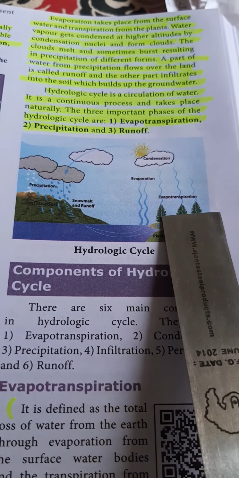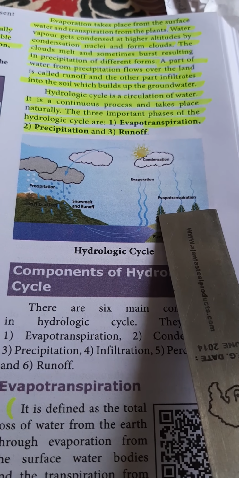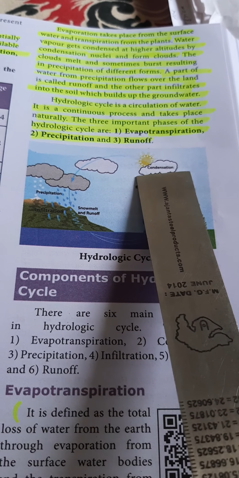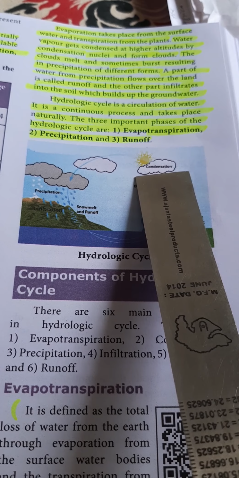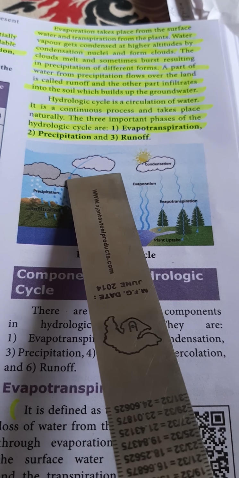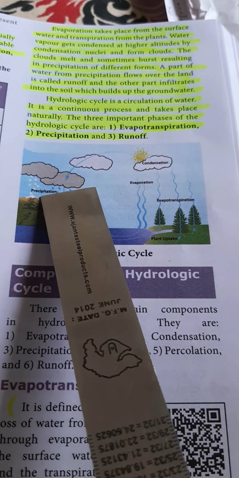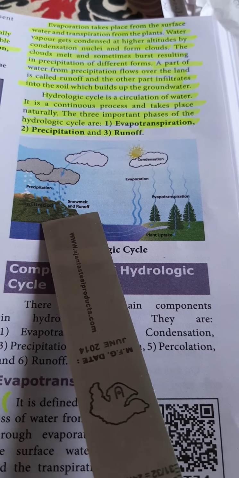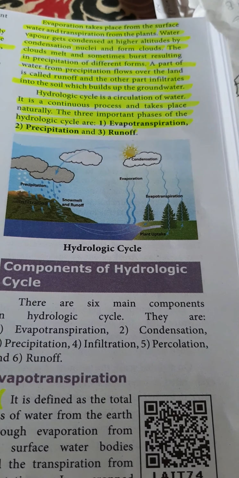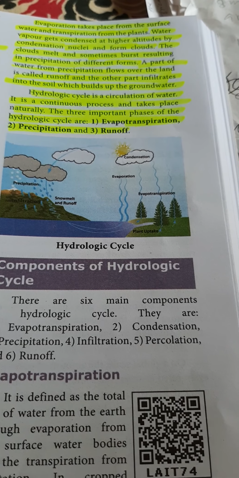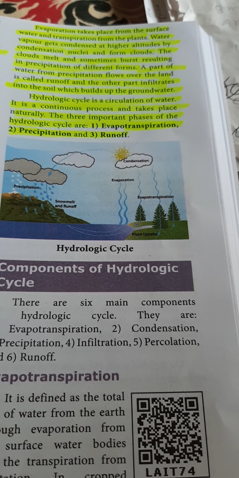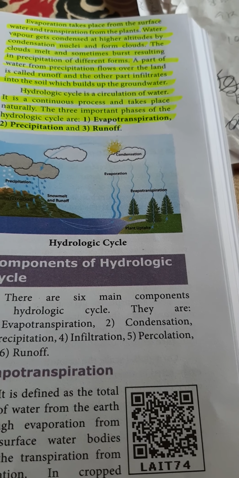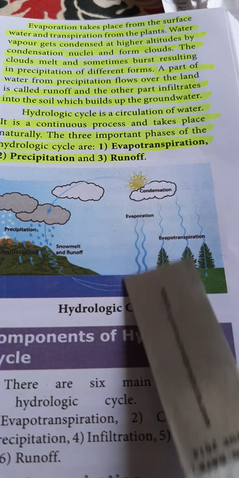You all understand? Evaporation takes place from the surface water and transpiration from plants. Water vapor gets condensed at high altitude by condensation nuclei and forms clouds. Then the clouds melt and sometimes burst, resulting in precipitation in different forms. Part of the water from precipitation flows over the land, which is called runoff, and another part infiltrates into the soil, which builds up the groundwater. Have you all understood, children?